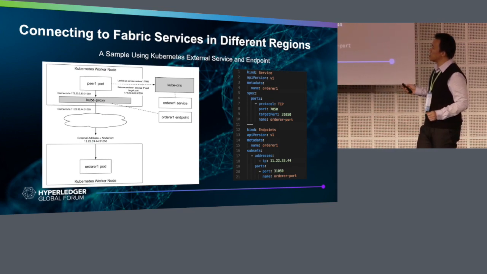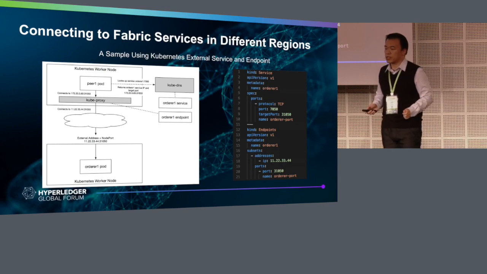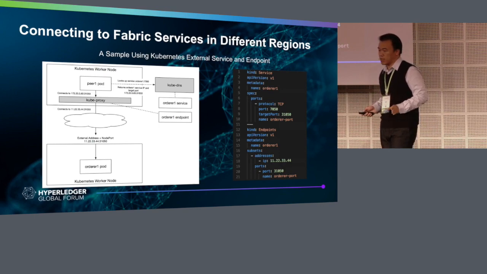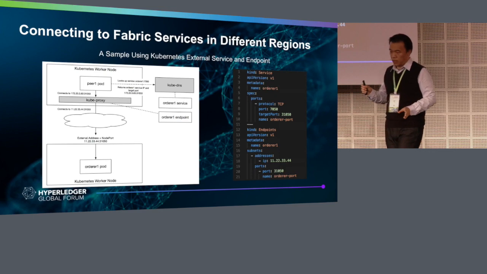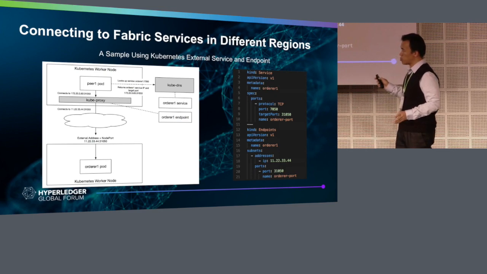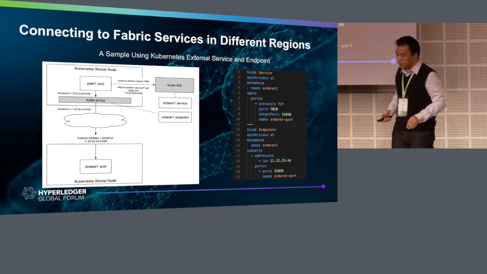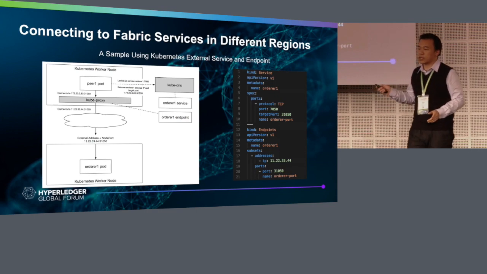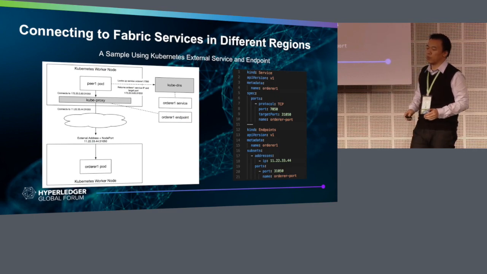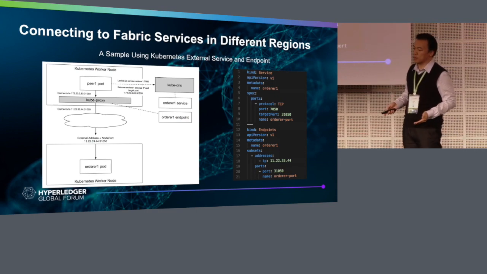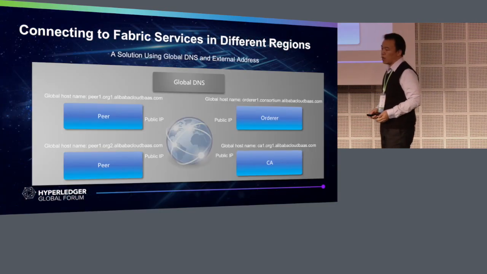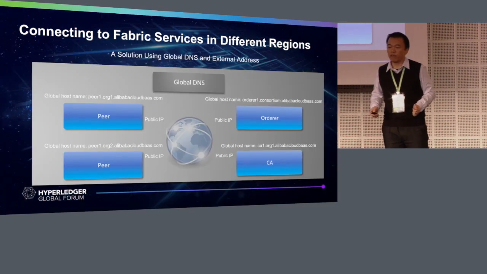In this way, we can still use the Kubernetes service name for the Fabric service, but it requires a little bit of extra configuration effort. So usually we use this way for our proof of concept or prototype system. Okay, the next one is more flexible.